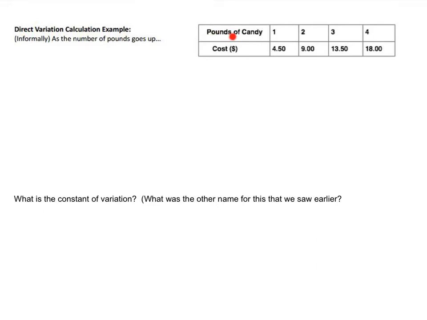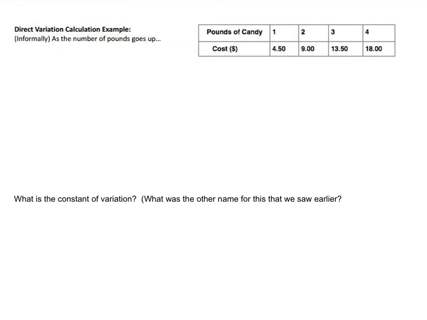I'm talking here about pounds of candy, that's one variable, and another variable, cost. So we can see, just very informally, as the number of pounds increases, as we buy more and more pounds, the cost is going to increase. And that makes sense. So that's just an informal idea: if one thing goes up, then the other one is going up. So that starts to trigger conversations, well, is this a direct variation?